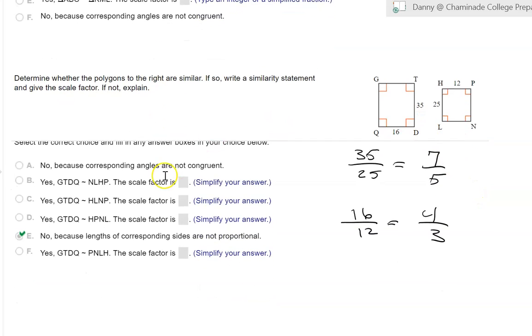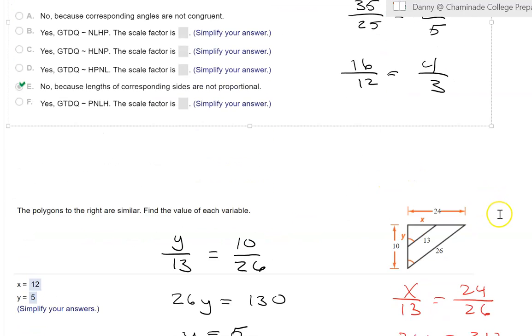Here we're going to do that same process. So I'm looking at corresponding sides. So I have 35 over 25, which is 7/5. And then I have 16 over 12, which is 4/3. So no, this is not similar because the sides are not proportional.